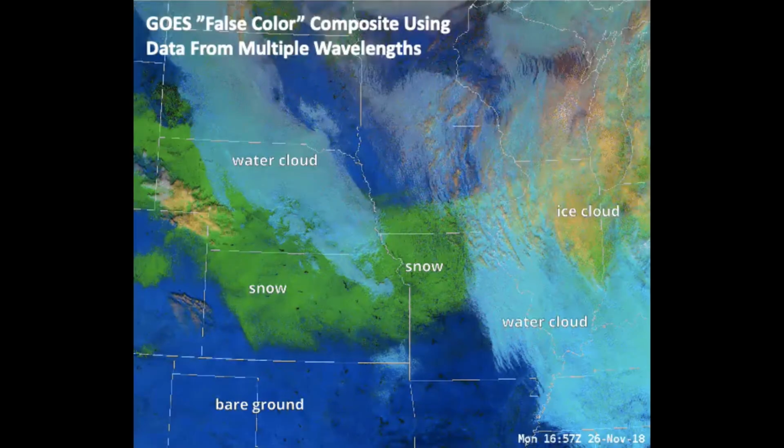We really require these multiple wavelengths of data here. So here I'm combining multiple different wavelengths, colorizing the image in a unique way so that snow, for example, happens to appear green with how I've colorized the images here. And then other cloud types like water clouds are appearing blue, ice clouds are appearing kind of orangish.